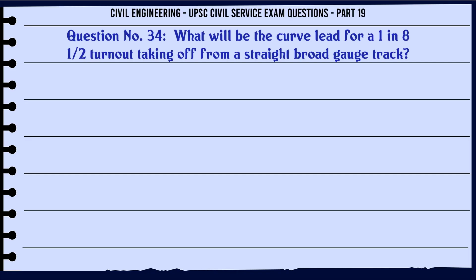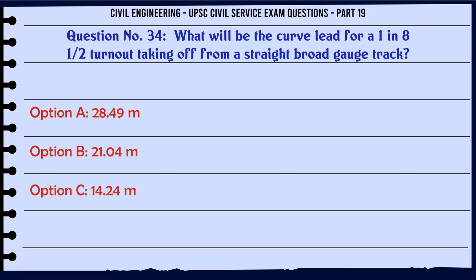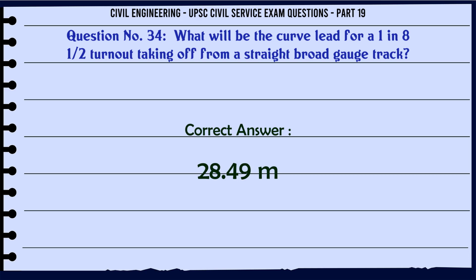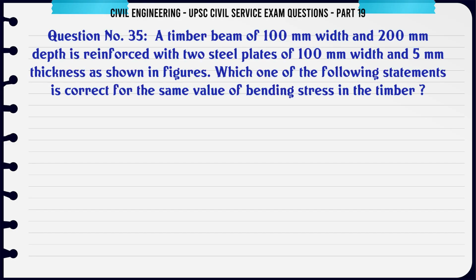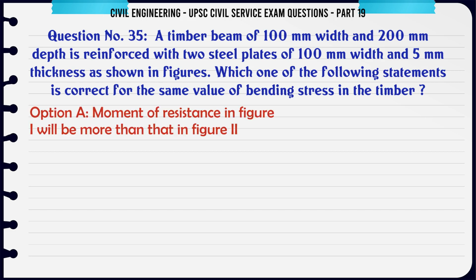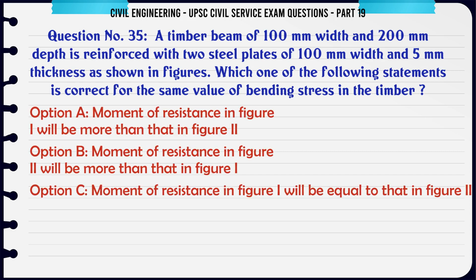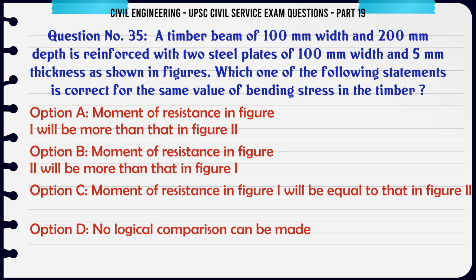What will be the curve lead for a 1 in 8½ turnout taking off from a straight broad gauge track? A. 28.49 m, B. 21.04 m, C. 14.24 m, D. 7.45 m. The correct answer is 28.49 m.